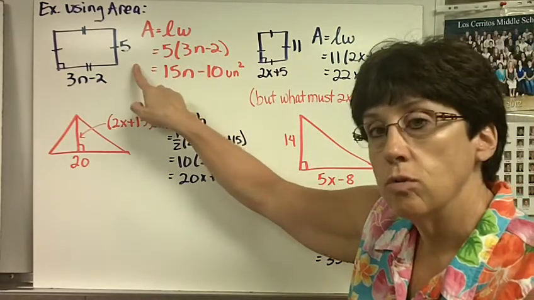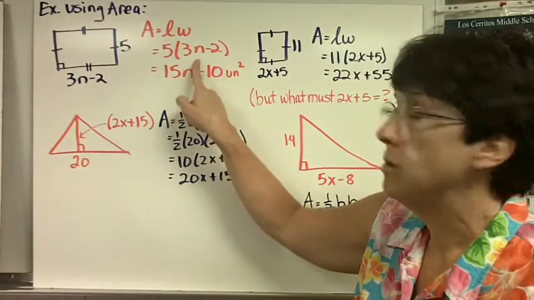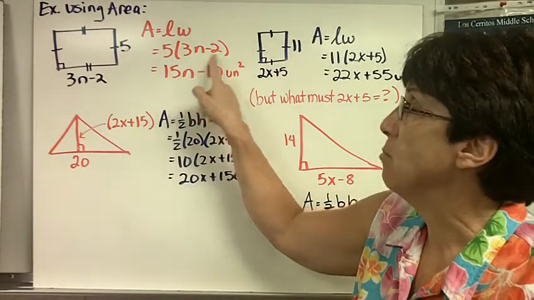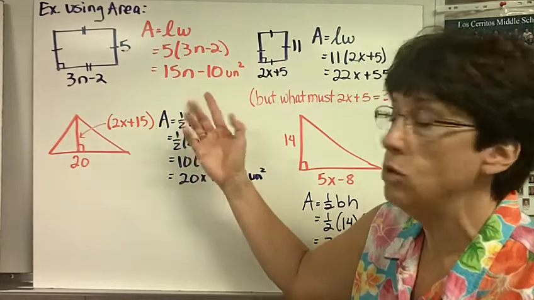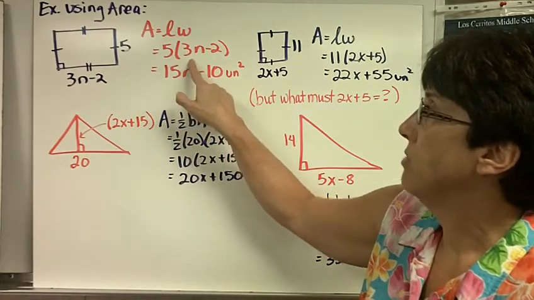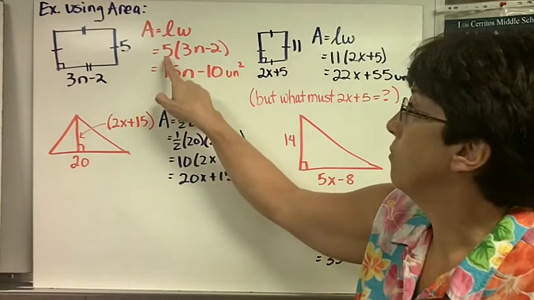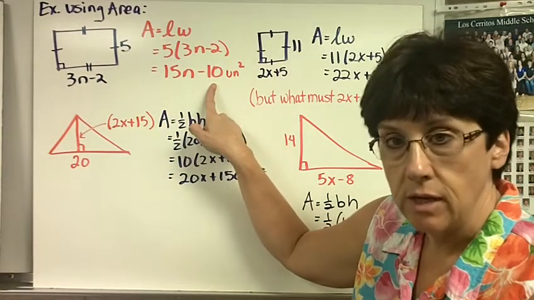So you need to use the properties that you learn to make the problem easier for you, okay? If it's in the book written the other way, you can rewrite it the way you want it because you know you can do the commutative property. So 5 times 3n is 15n. 5 times negative 2 is negative 10.